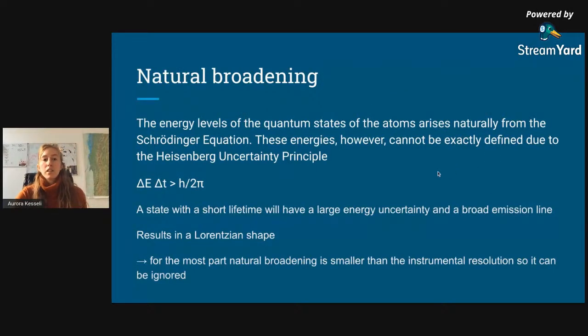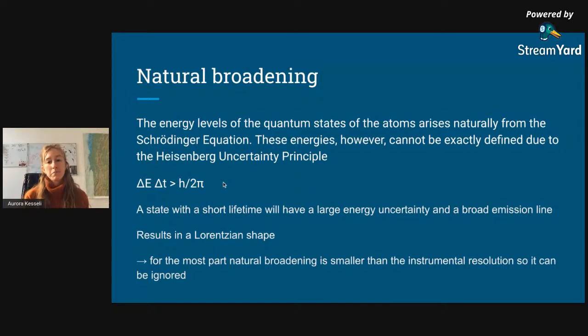Okay, the first thing I wanted to cover is natural broadening. Natural broadening usually isn't an important source of broadening, but it's an important concept for pressure broadening later. Natural broadening is just a consequence of the Heisenberg uncertainty principle. The Heisenberg uncertainty principle says that you can't exactly know the energy and the time at the same time. So the change in energy times the change in time has to be greater than h over 2 pi.